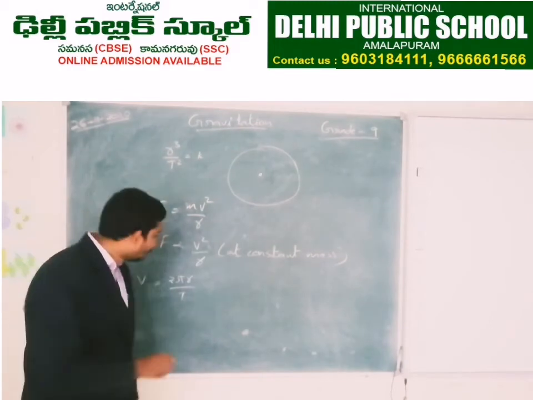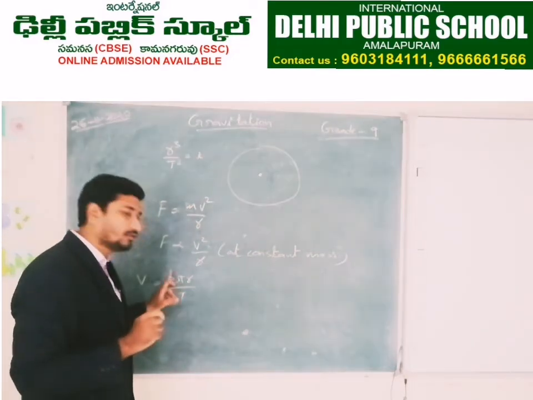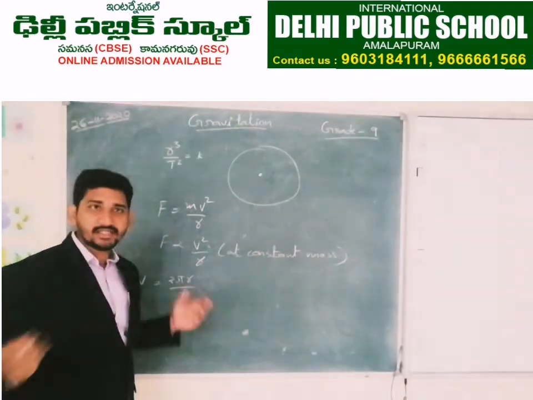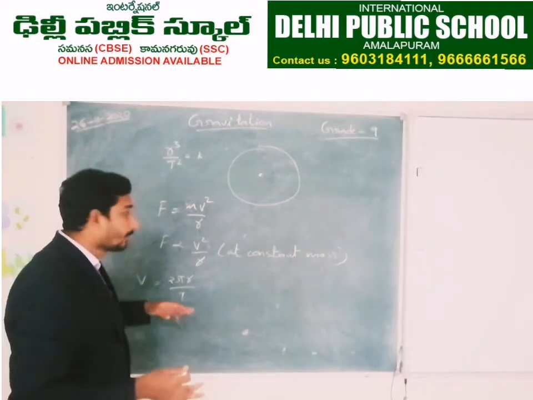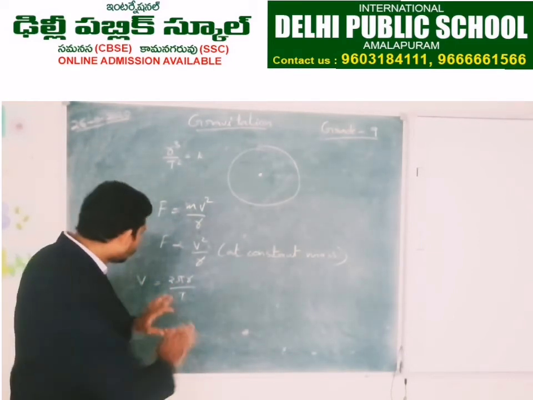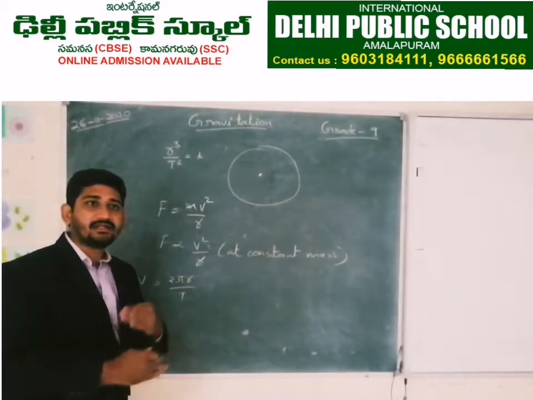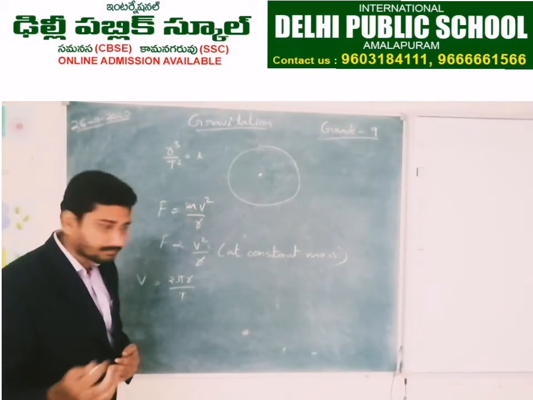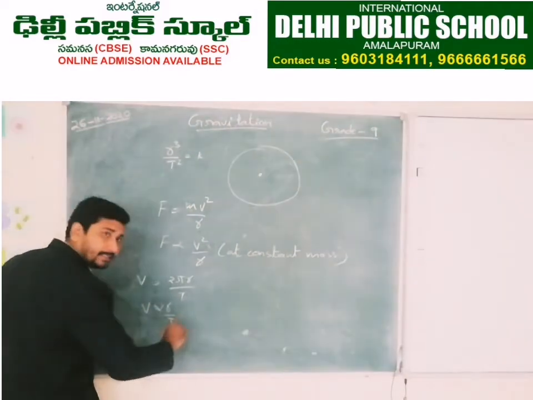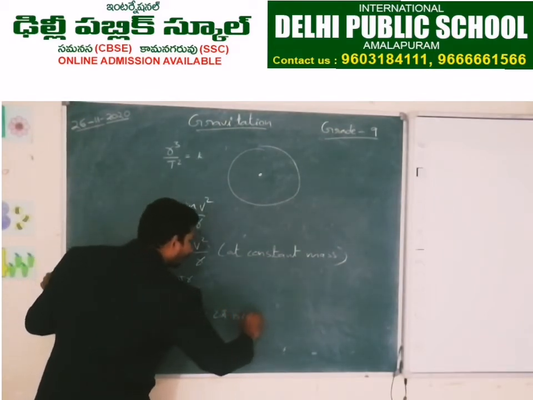What is this 2π? 2 into 22 by 7. So the 2 value will not change. It is constant. And the pi value will not change. It is also constant. So the pi value is 22 by 7 or 3.141. So if I remove 2 and pi here, what will happen? This equality symbol will convert into a proportional symbol. So v ∝ r/t, where 2π is constant.